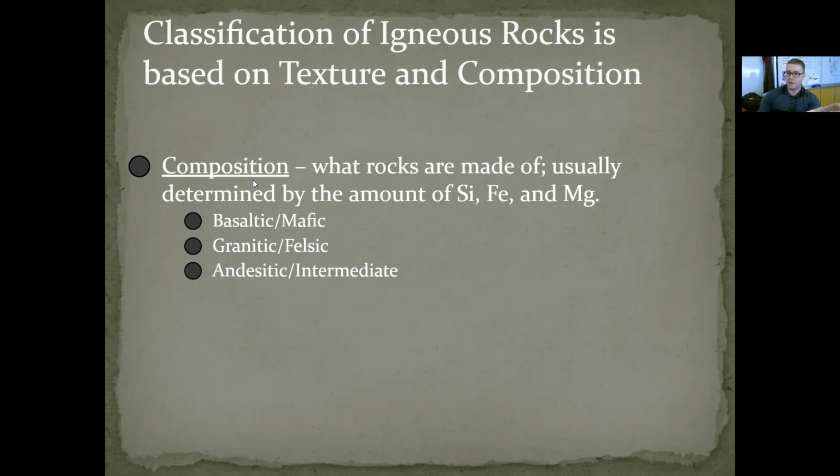So that's where we're going to end the video. In the next video, we're going to get specific and talk about the different types of information we look for as far as texture goes and as far as composition goes, to really get a good idea of how to identify igneous rocks if we're looking at them in hand sample.